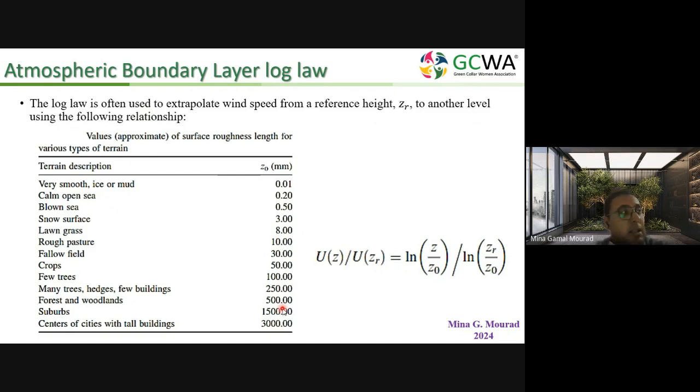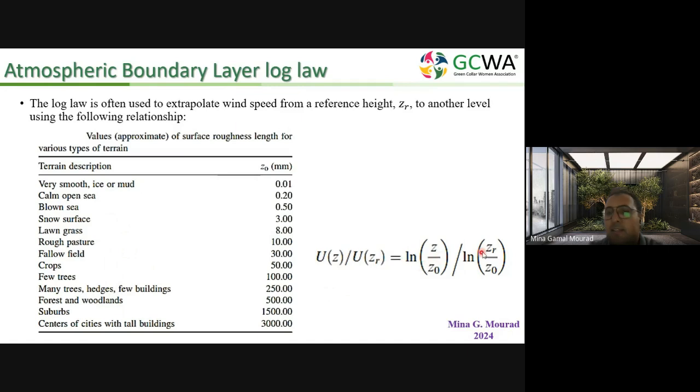3,000 millimeters does not mean that the building is 3 meters tall. No. 3,000 millimeters means that Z node equals 3 meters, but the meaning of those 3 meters comes from the boundary layer thickness. So the boundary layer thickness depends on the roughness that exists at the site.